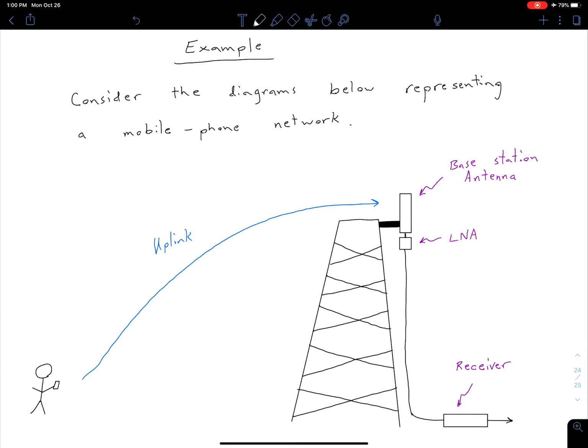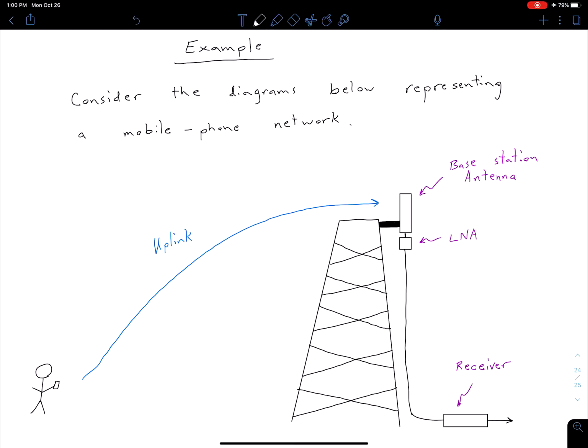Over the next couple of videos, we're going to be looking at an example of a mobile phone network. This is represented in our diagrams below. First, on the left, we have our very well drawn little person with his or her nice cell phone. They're sending some signal, maybe they're calling or sending a text, and that signal is going along this blue line, this uplink, through free space.